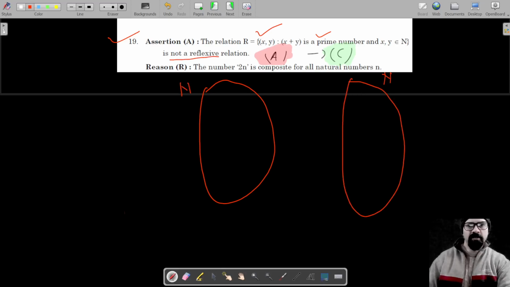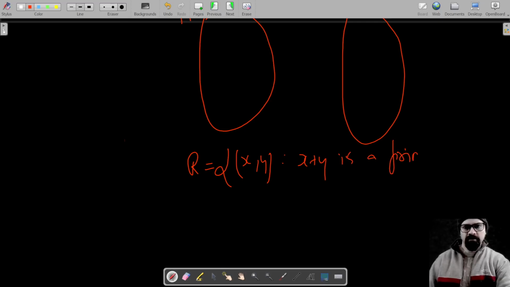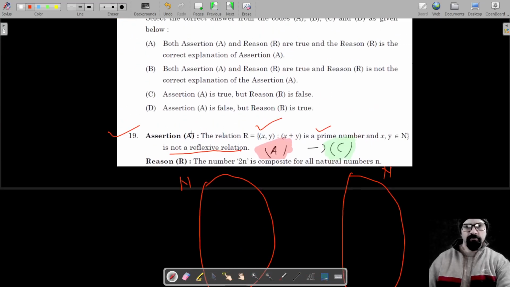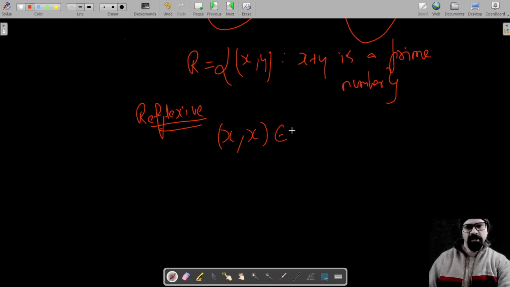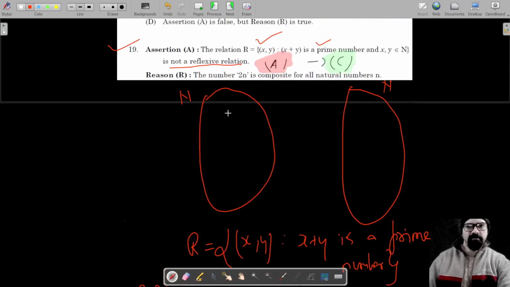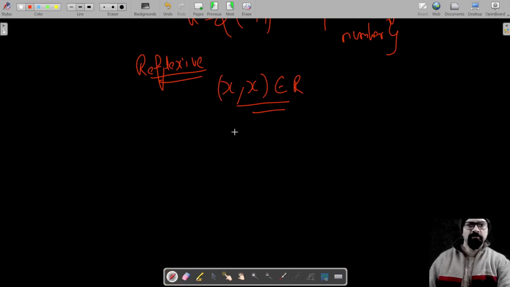And it says that it's not a reflexive relation. Our relation is (x, y) ordered pair such that x plus y is a prime number, and we have to show that it's not reflexive. A relation is reflexive when we are able to show that x is in relation with x. So let's consider a natural number here, let's say 3 and 3.